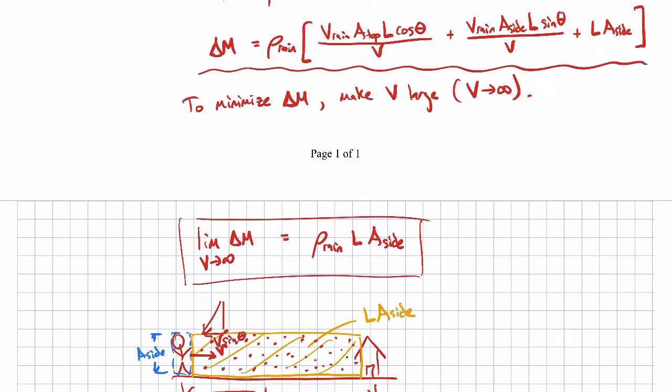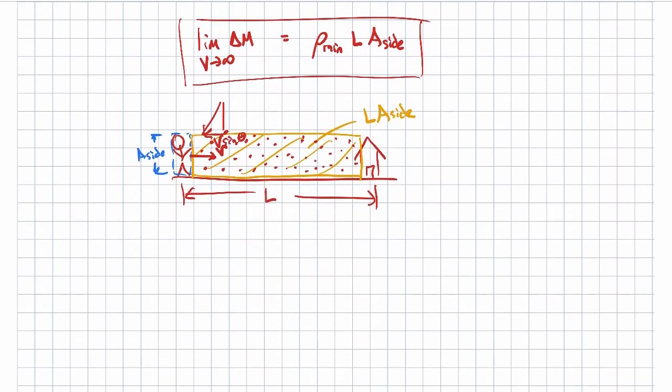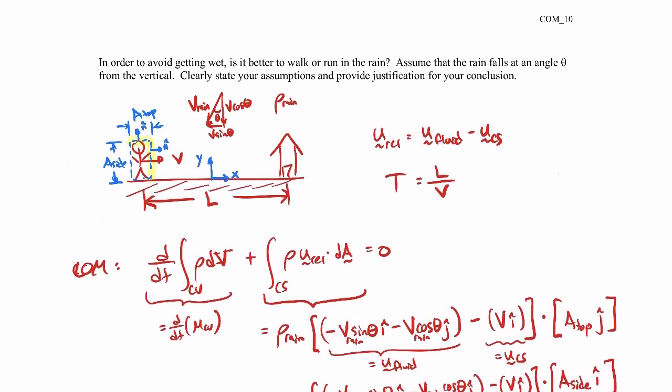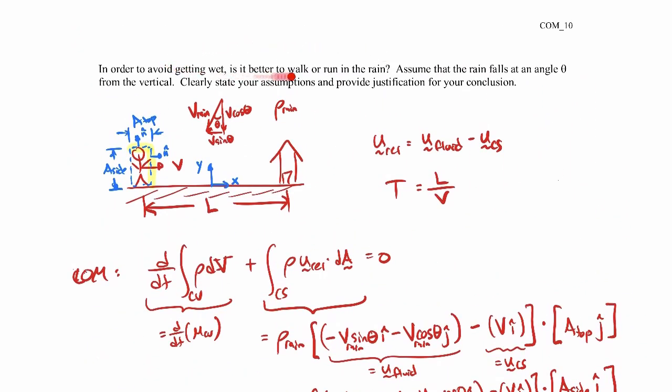So what we did, to just recap this problem, is we started with something very general here. Is it better to walk or run in the rain? What we did is we recognized, oh, this is a conservation of mass problem. So we said we're going to apply conservation of mass, so we had to draw a control volume.